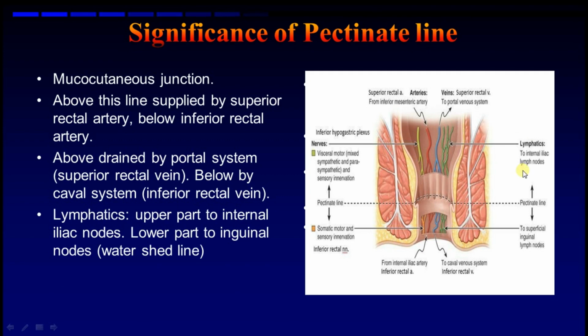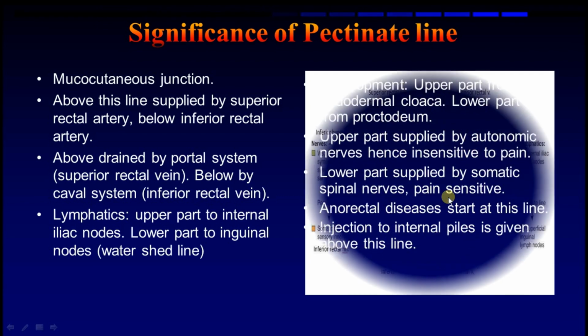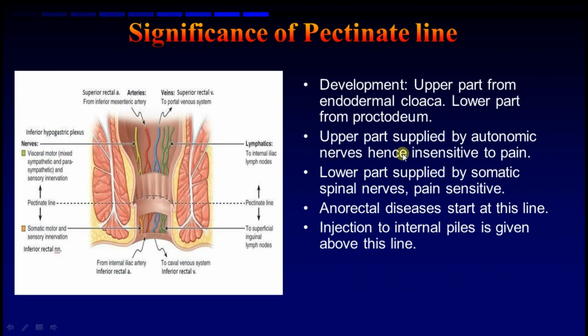The upper part drains into the internal iliac nodes, and the lower part drains into the superficial inguinal nodes, the horizontal set. So the lymphatics do not crisscross; there is no crossing over of lymphatics at the pectinate line, and it is called the watershed line. You see a watershed line in the case of the umbilicus too: above, lymph drains into the axillary nodes, and below, into the inguinal nodes. The upper part develops from the endodermal cloaca, and the lower part develops from the proctodeum. So below the pecten zone, it develops from the proctodeum.